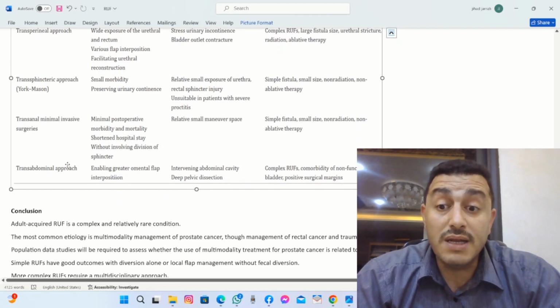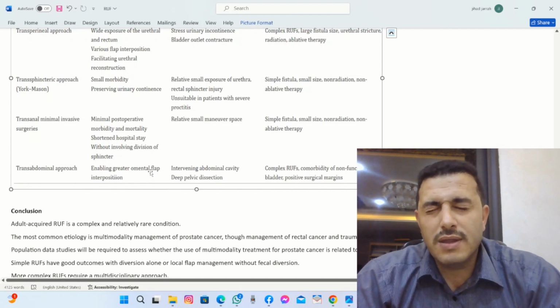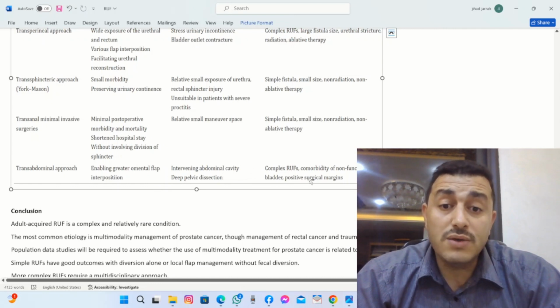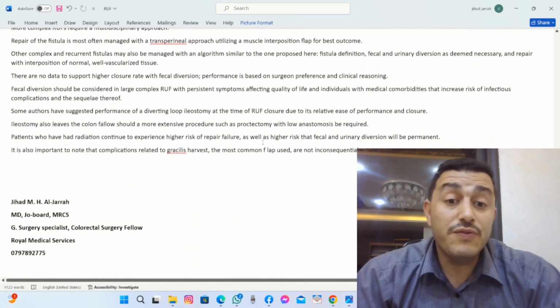And the transabdominal approach, we said here we are talking about the omental flap or the rectus abdominis flap. It's also for the complex fistulas. We reached the end of the lecture.